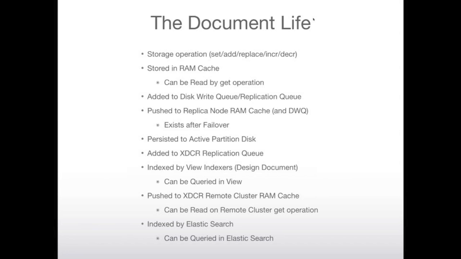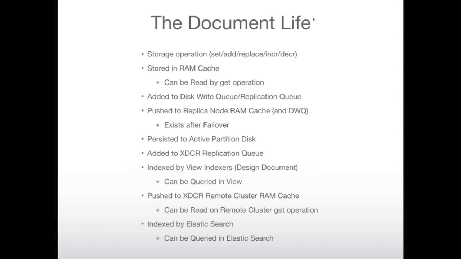So you do a storage operation. The first thing that happens is it's stored in the RAM cache, and it's a consistent database, so it can be read by the get operation immediately afterwards. Then it's added to the disk write queue and replication queue. What happens next most likely will be pushed to a replica node's RAM cache before it gets to disk, but it could be simultaneous. And now it exists for failover. And if you do a failover, it exists after failover.